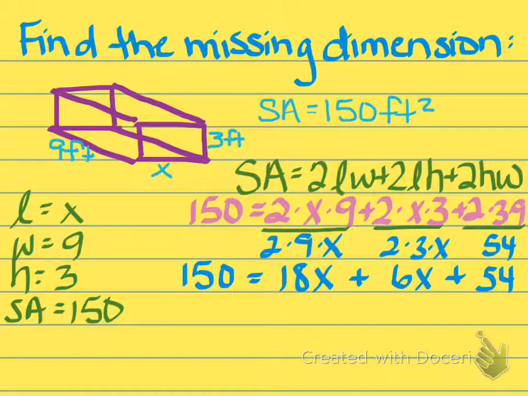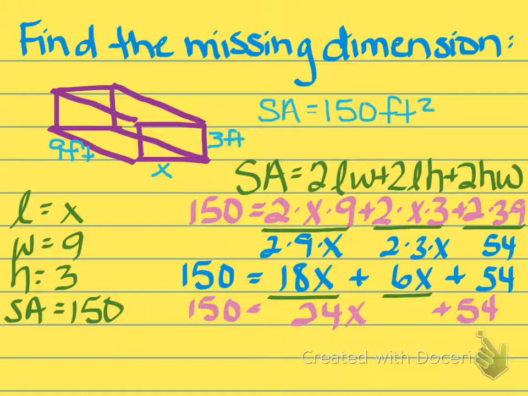Now, I'm still not at the point where I'm going to solve this because I have like terms and I need to combine my like terms. And in this case, I've got x's right here. So I can combine my x's, and 18x plus 6x makes 24x. This is a lot of steps for this problem, of course. And then we just bring down the plus 54 and equal to 150.